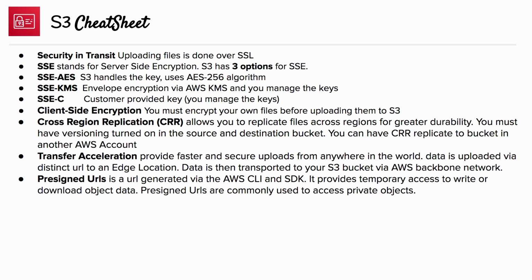Then you have transfer acceleration. This provides fast and secure uploads from anywhere in the world. Data is uploaded via a distinct URL to an edge location, and data is then transported to your S3 bucket via the AWS backbone network, which is super fast.